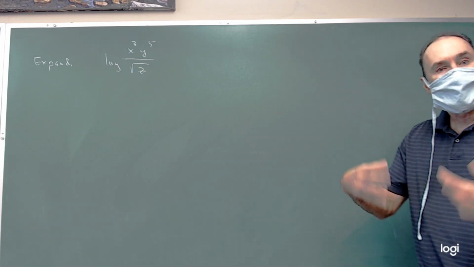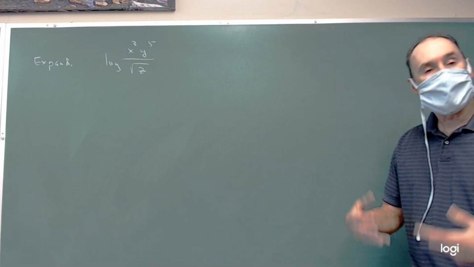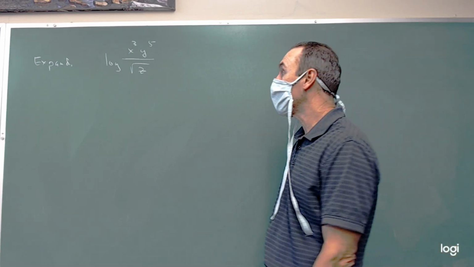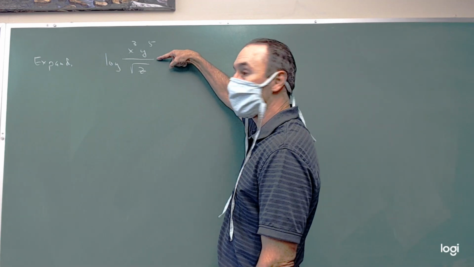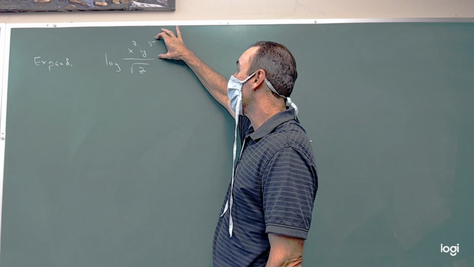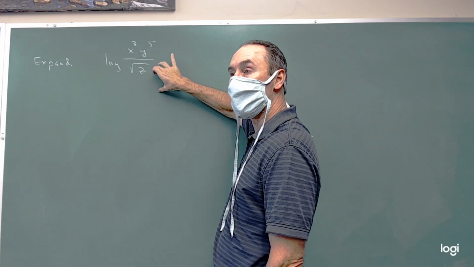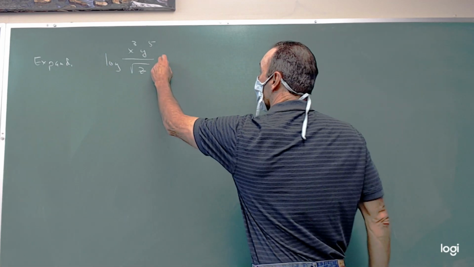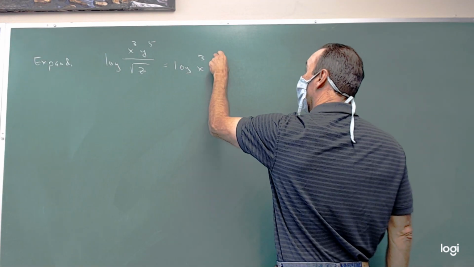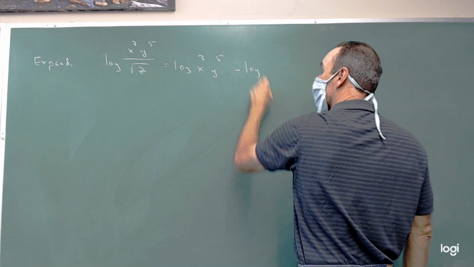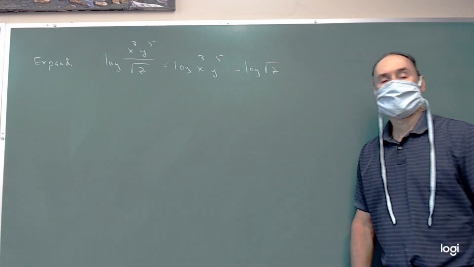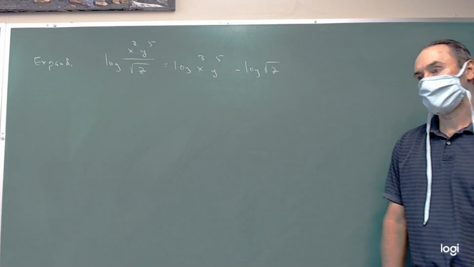So I'm going to do this in many steps, but you're welcome to shortcut this and write it more quickly. So first we can see we've got a division, and our property of logarithms says we're going to get the log of the numerator minus the log of the denominator. So we can call that the log of x to the third, y to the fifth, minus the log of the square root of z. That okay so far?